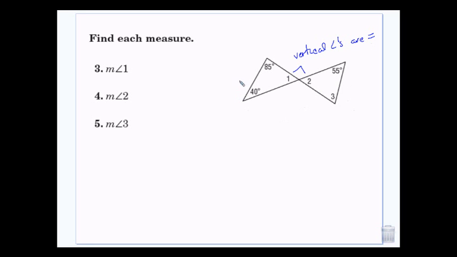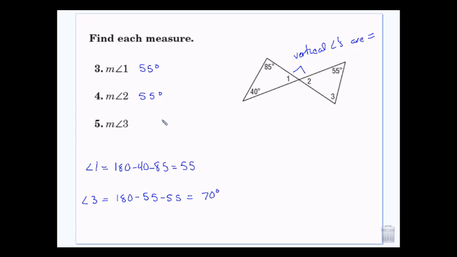I don't know. So first I can find angle 1. Right, so 180 minus 85 is 95. 95 minus 40 is 55. Did everybody agree? Okay, so angle 1 is 55. Well, angle 2 and angle 1 are the same. And then to find angle 3, I'll take 180 minus 55 minus 55. So that's 180 minus 110, which makes it 70.